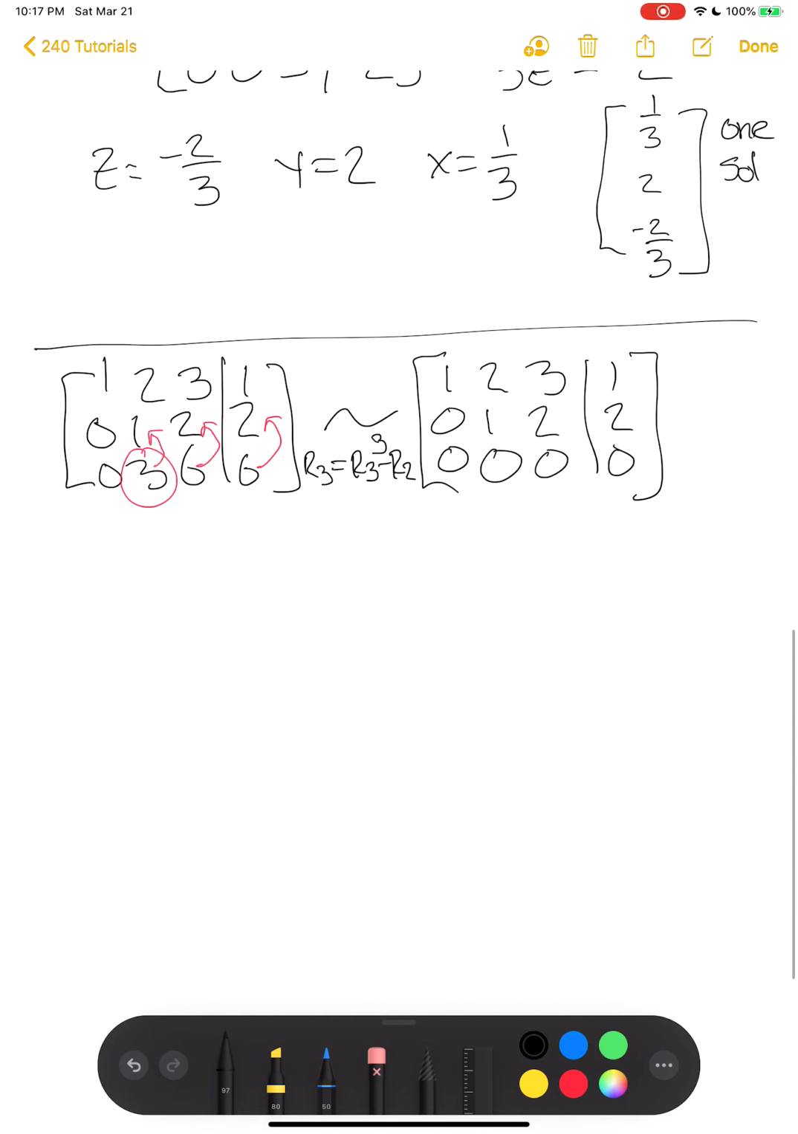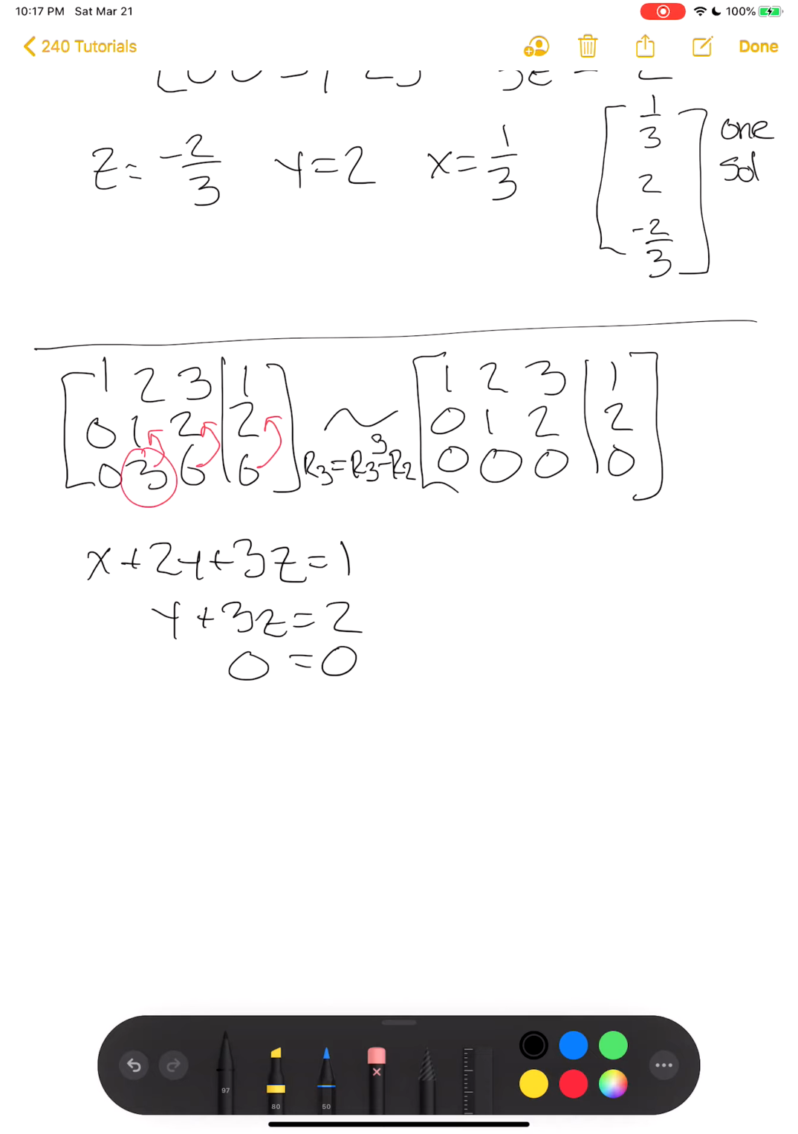Okay, so I'm done now, but this looks a little weird, right? Let's read off the system of equations here. So I have x plus 2y plus 3z is equal to 1. I have y plus 3z is equal to 2. And then I have this really weird equation at the bottom. I have 0 is equal to 0. Now, when is that true? Well, the answer is always. 0 is always equal to 0. So in this case, we're not allowed to use this equation. It tells us nothing about our system of equations whatsoever.